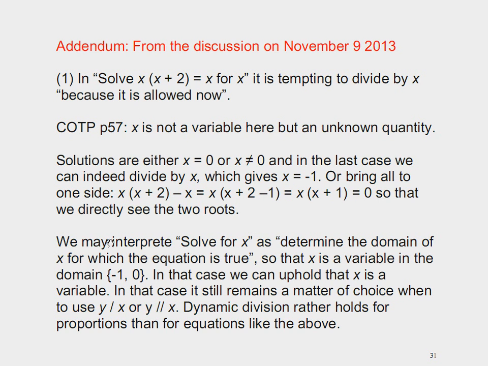It's also possible to interpret solve for x as find the domain of x for which the equation is true, so that x indeed is a variable in the domain for the two solution values -1 and 0. In that case, we might uphold that x is a variable indeed, and then it still remains a matter of choice whether we can use the static division or dynamic division. Now, in general, however, we would see that dynamic division rather holds for proportions than for equations like the above. So this should solve one possible misunderstanding about the dynamic quotients.